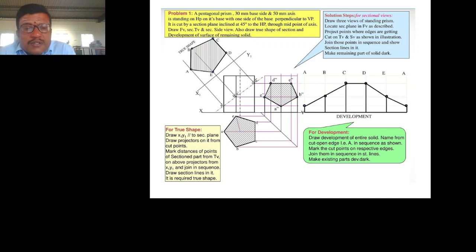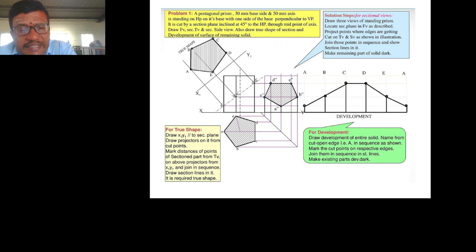This is the question. First we are constructing a pentagonal prism with a 30 mm base side and 50 mm axis standing on HP. Standing on HP means the height of the prism will come in the front view and the pentagonal profile will be in the top view. And one side of the base is perpendicular to VP. Here, one side of the base perpendicular to VP means the line CD is perpendicular to the XY axis. So now we are constructing a pentagonal prism.